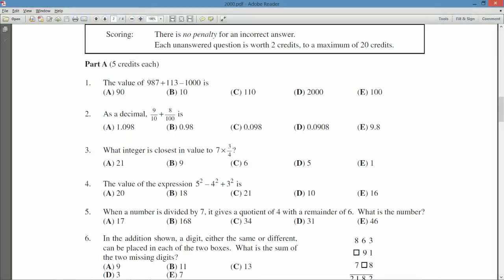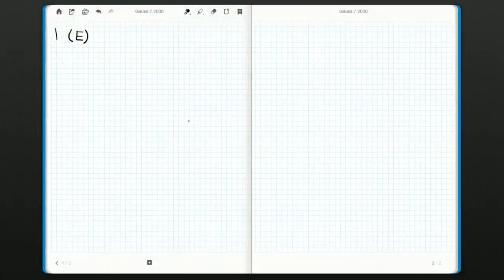As a decimal, 9 over 10 plus 8 over 100 is... Okay, now there's a couple ways to approach this. Just like in the last question, we could plug it in our calculator, and hopefully that would work out, but you have to be aware of whether or not your calculator prioritizes division and multiplication over addition and subtraction. So if it doesn't, or if you don't have a calculator, how about we just do this one by hand? Okay, at least for a little bit.